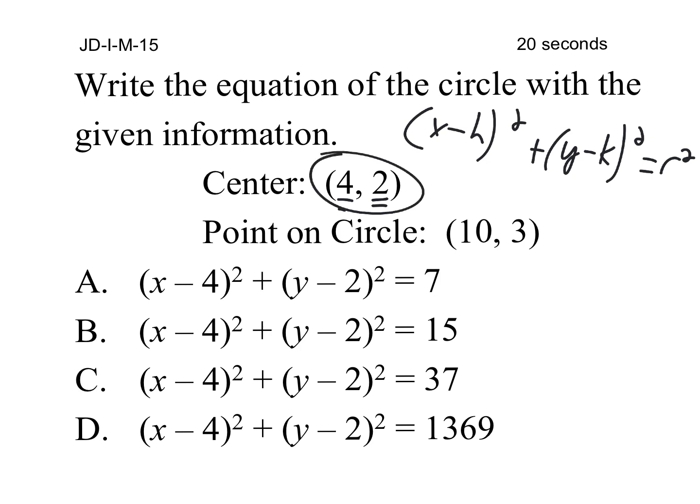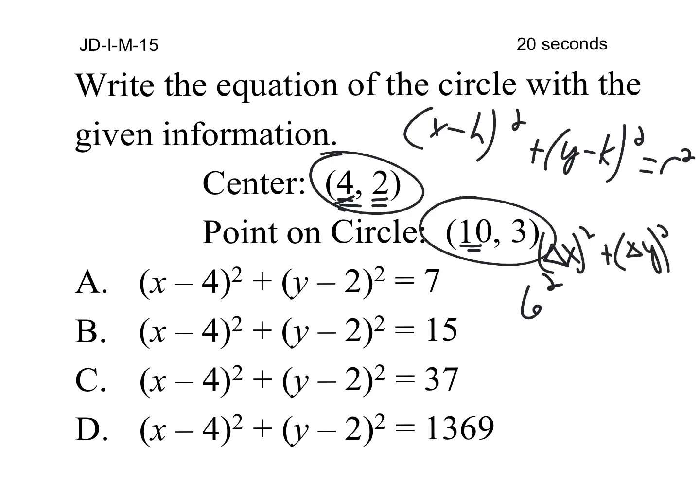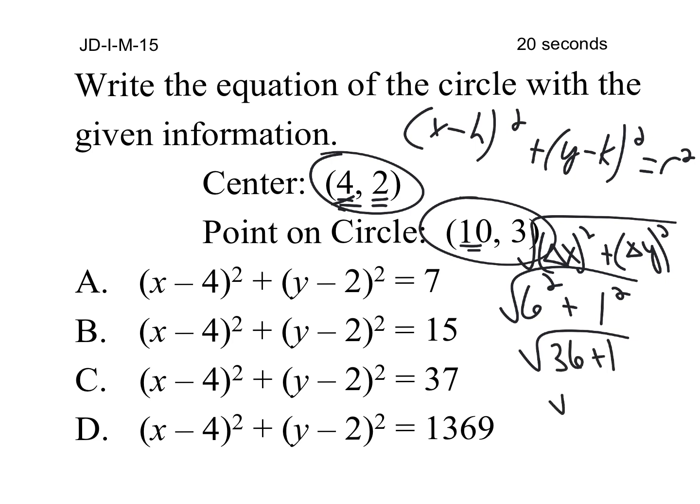So we want to find the distance between these. So for the x's, we went from 4 to 10. That's a difference of 6. You can use Pythagorean theorem or this distance formula. 2 to 3, that's a difference of 1. So 36 plus 1 is 37. That's our radius squared, so that would be 37. So answer choice C.